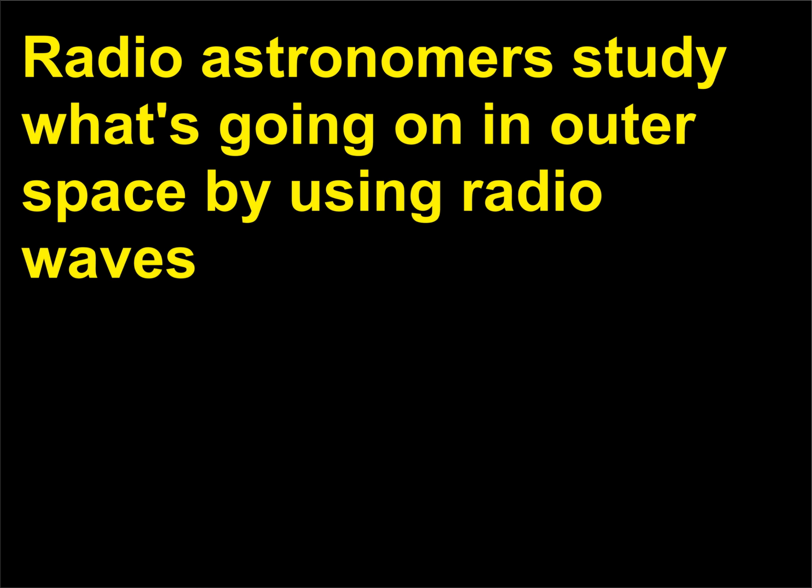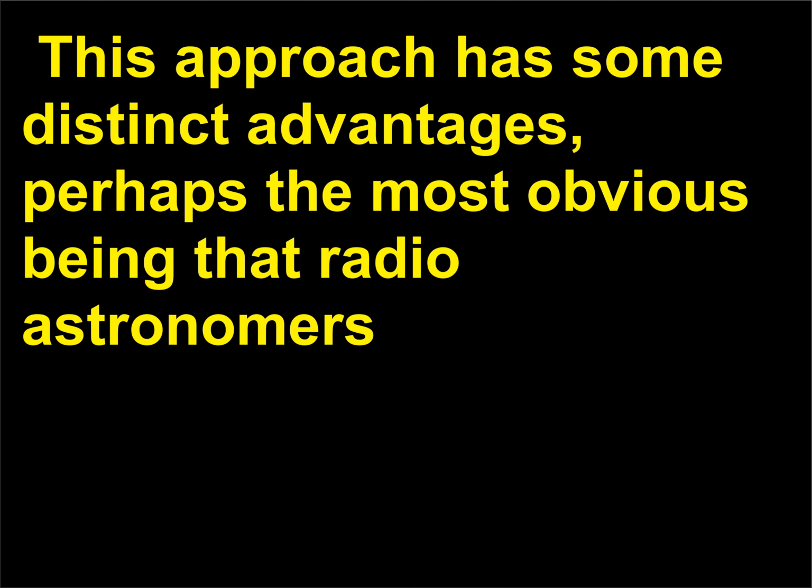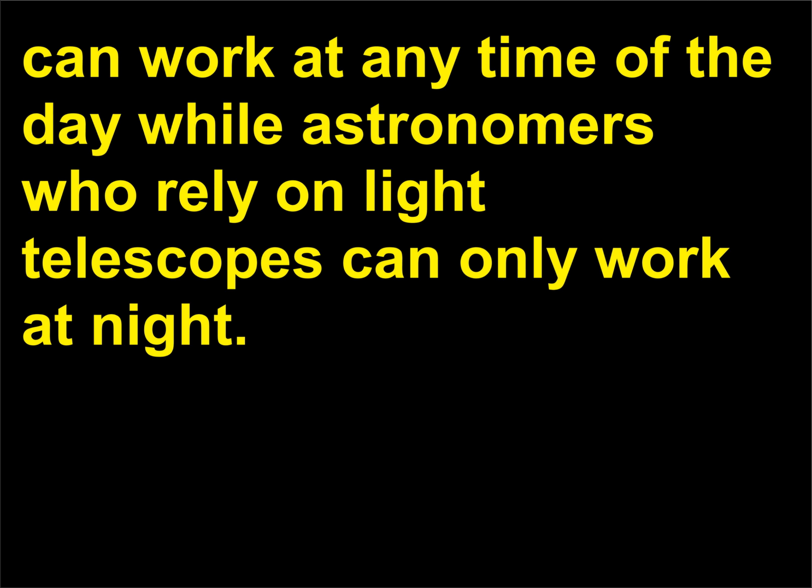What is radioastronomy? Radio astronomers study what's going on in outer space by using radio waves, as opposed to telescopes, which use light in the visible region of the spectrum. This approach has some distinct advantages, perhaps the most obvious being that radio astronomers can work at any time of the day, while astronomers who rely on light telescopes can only work at night.